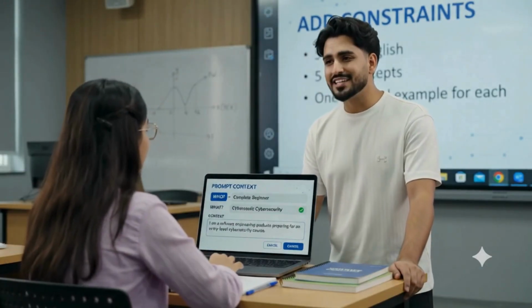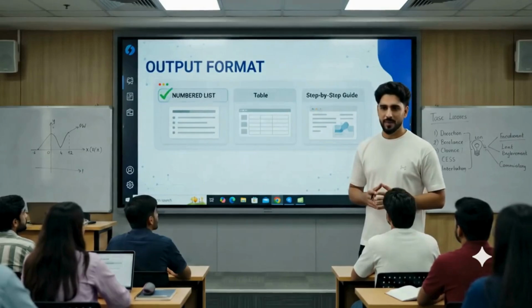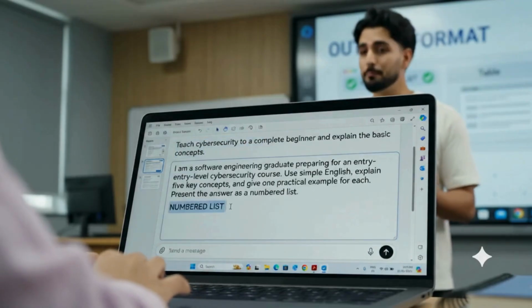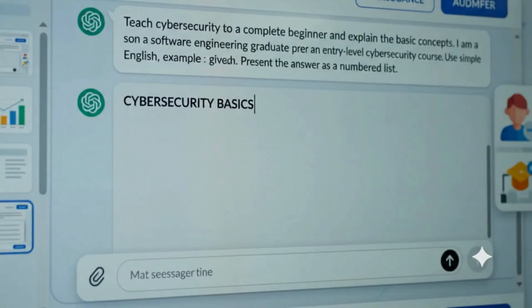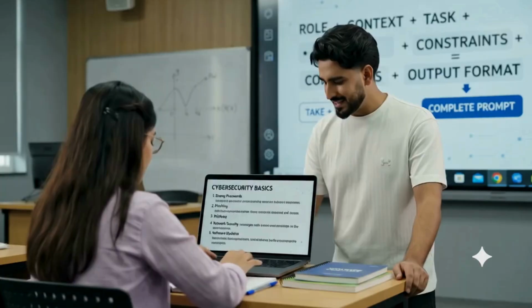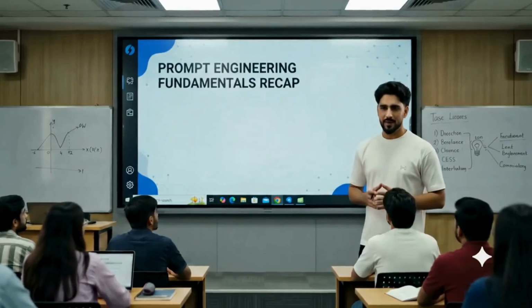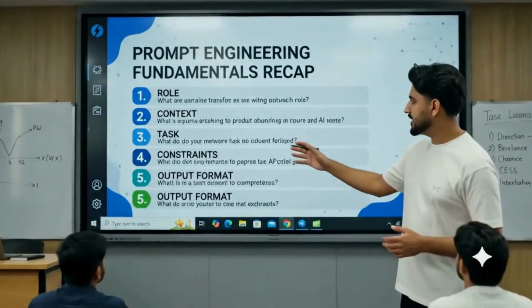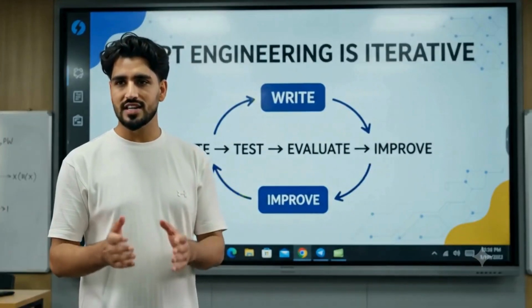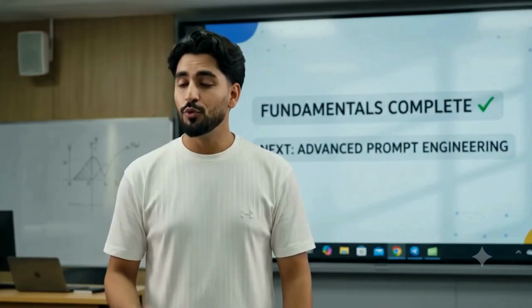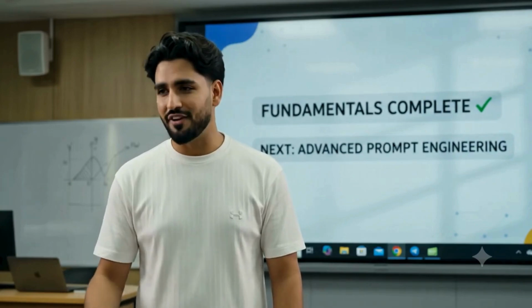Excellent. Now let's add constraints. Now let's choose the format. For this lesson, a numbered list will make the concepts easy to follow. Now we have a complete prompt. Let's see what happens when we improve a prompt step by step. Let's recap the fundamentals. A strong prompt gives AI clear instructions using role, context, task, constraints, and output format. We also learn to test, evaluate, and refine our prompts.